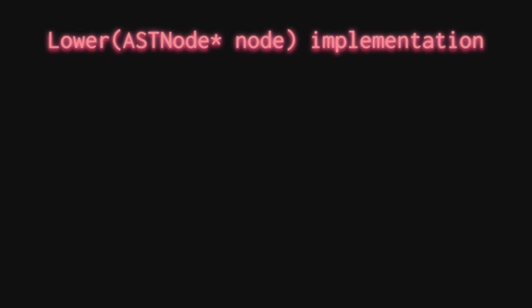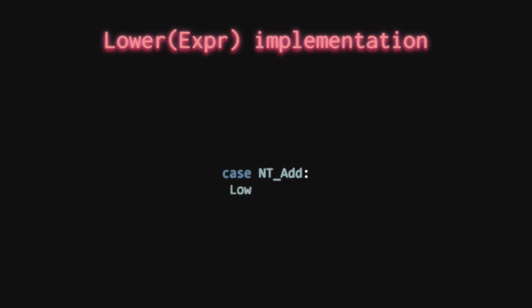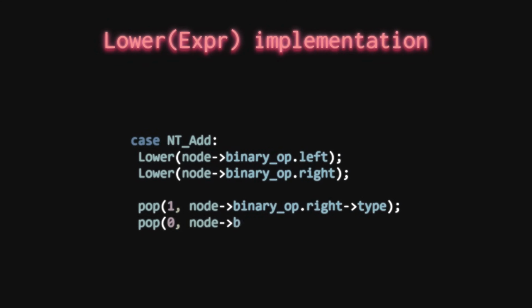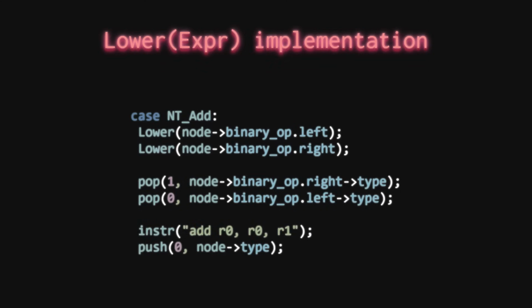Now, the main function that I would have to implement is lower, which just lowers a certain node down to assembly. Most lower implementations for expressions look simple. Write the node's children, pop the expressions out into certain registers, do the operation on the values, then push the result back. Looks easy enough.